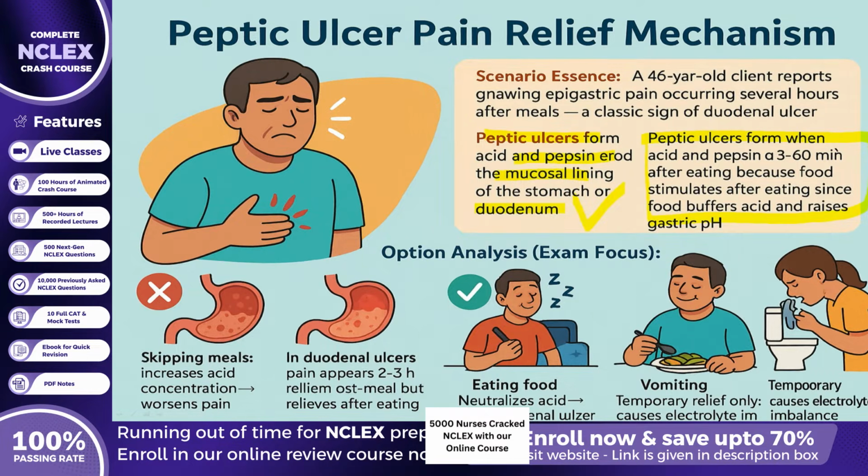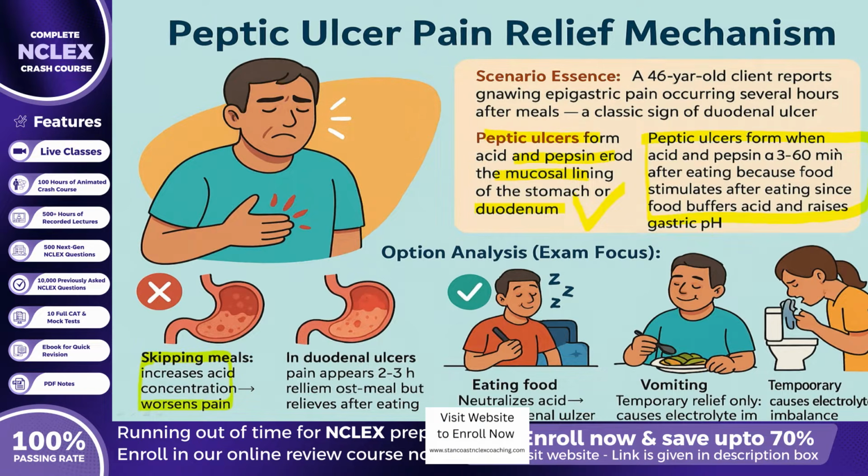However, in duodenal ulcers, which are more common, pain usually develops 2 to 3 hours after eating and is actually relieved by food or antacids. This occurs because food temporarily buffers the acid, raises the gastric pH, and coats the mucosa, reducing the intensity of irritation. In contrast, skipping meals, as in Option A, increases discomfort because acid continues to accumulate in the stomach without neutralization.